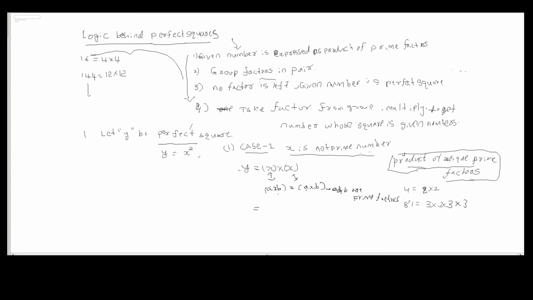Now, when x is expressed as a product of prime factors, see, whatever prime factors x has, an equal number of prime factors comes here. Therefore we can make the prime factors in a pair. We can group it like this.